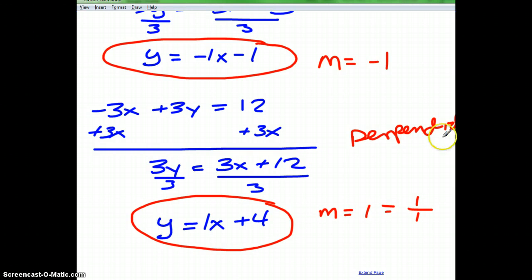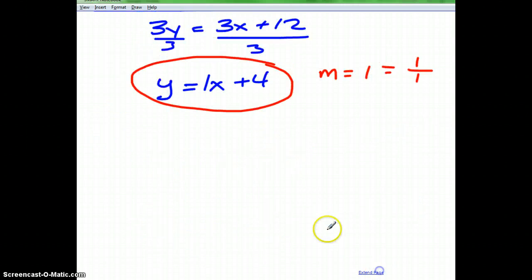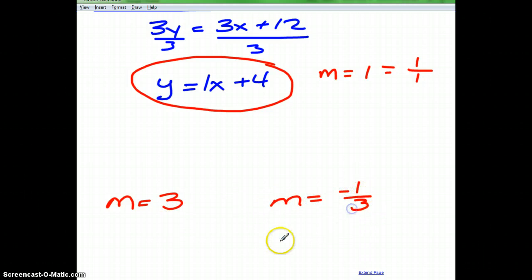I ran out of room to write perpendicular, but you get the idea. Just for perpendicular, if one of the slopes is 3, the other slope would have to be negative 1/3 to be perpendicular. Because it's 1, it's negative 1 over 1, which is negative 1. So, 1 over 1 is just 1, so there we go. Okay, so those are perpendicular also.